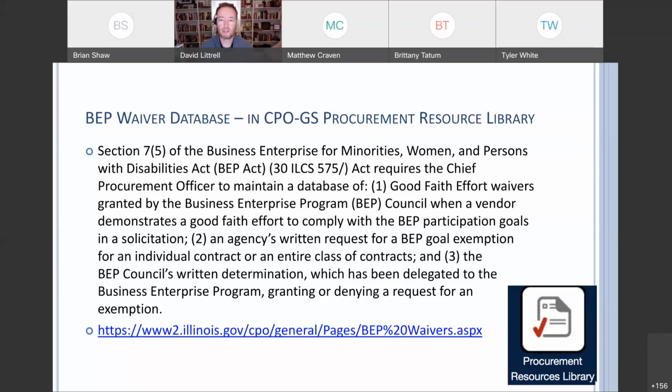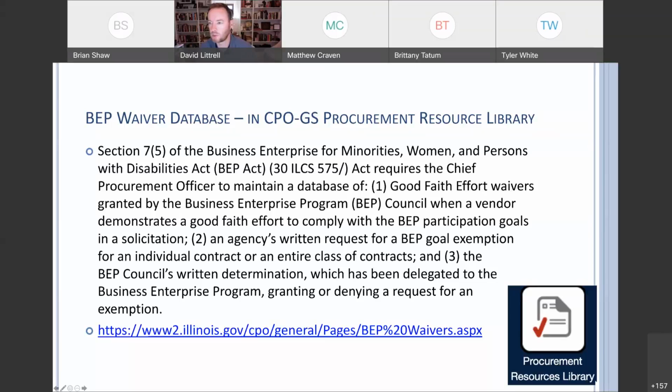You're going to be submitting this documentation: the good faith effort waiver granted by the BEP Council, the agency's written request for the goal exemption, and then the BEP Council's written determination. Again, as a reminder, you're going to be sending that directly to the email in the CPO notice, which is Diana Segrist, and you will not be sending that to your SPO and then the SPO forwards on. This will be coming directly from the agency to Diana Segrist.